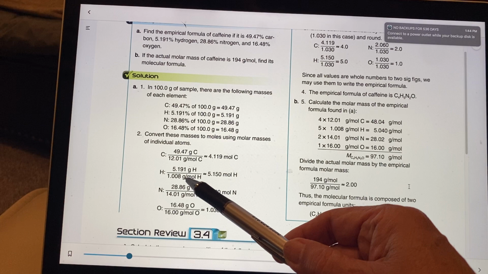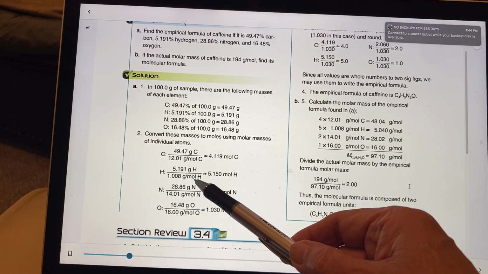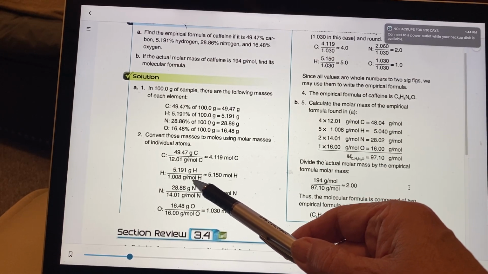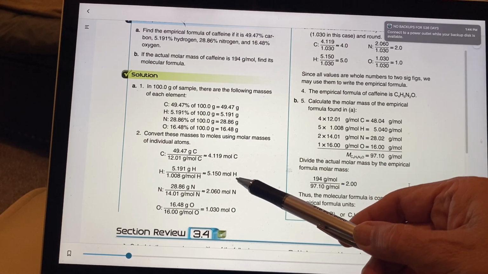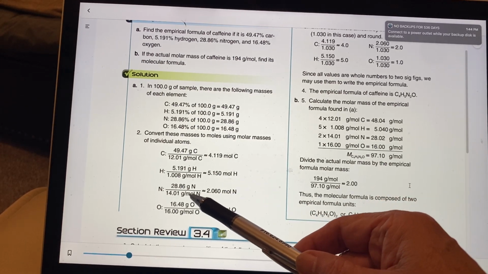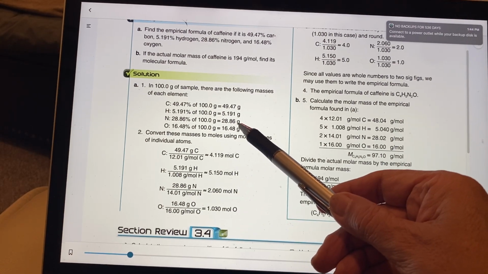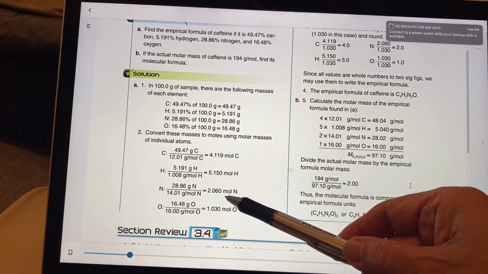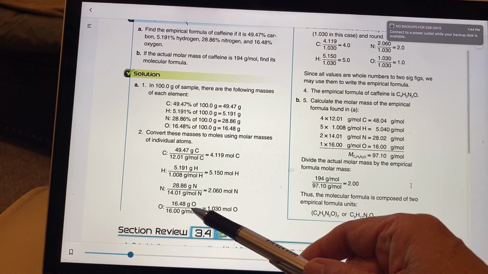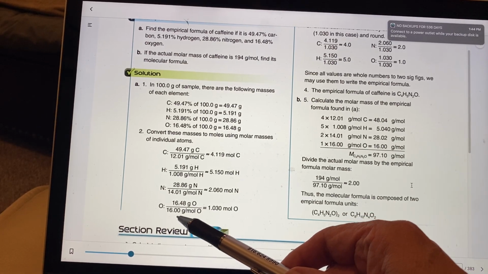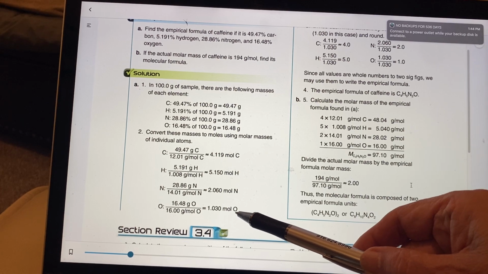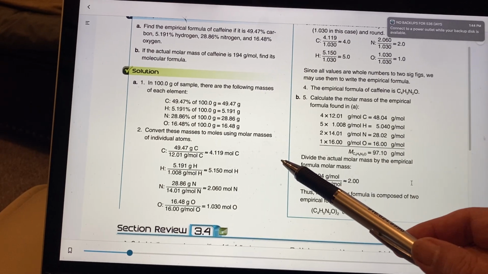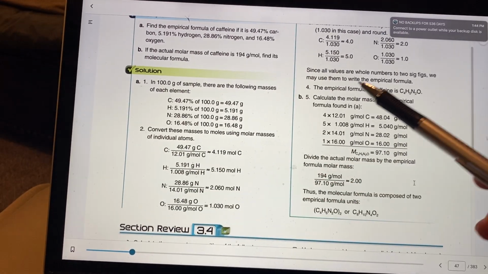We do the same thing for hydrogen. We looked up hydrogen. It's 1.008 grams per mole. Divide this number here by the molar mass, and you get 5.150 moles of hydrogen. We do it again with the nitrogen: 28.86 divided by 14.01, and we get 2.060 moles of nitrogen. Same thing with oxygen, 16.48 divided by 16, we get 1.030 moles of oxygen. You can use a calculator, just dividing by the molar mass on each one of those four different elements, C, H, N, O.